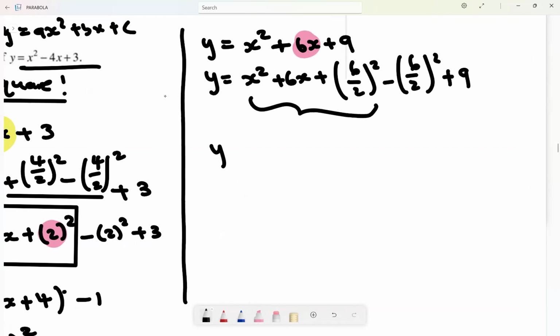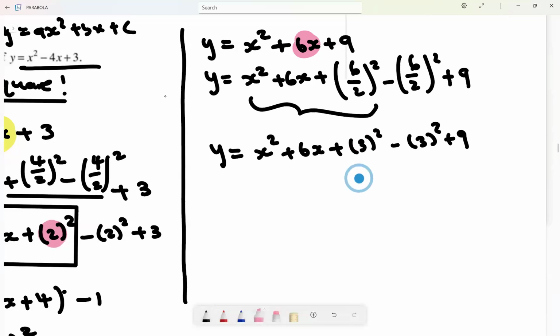So I'm going to say this is the same as y is equal to x squared plus 6x plus 3 squared minus 3 squared plus 9. The reason I'm doing this, I want you to see which number will be inside the bracket, which is 3 in this case. So I can rewrite this as x squared plus 6x plus, what is 3 squared? 3 squared is 9, minus 9, plus 9, which is 0, like that, basically.